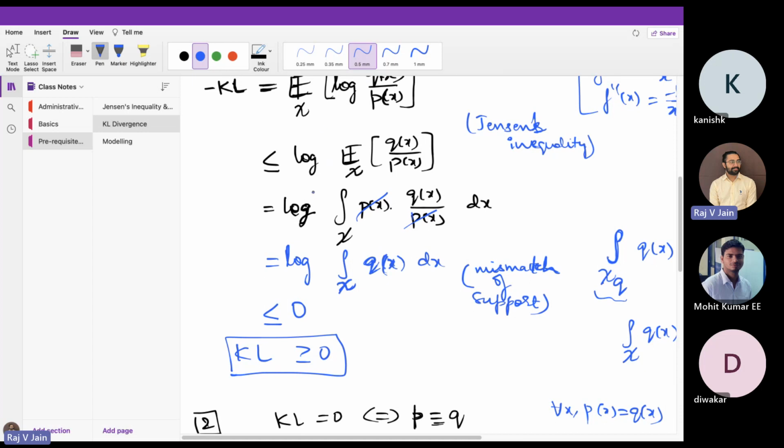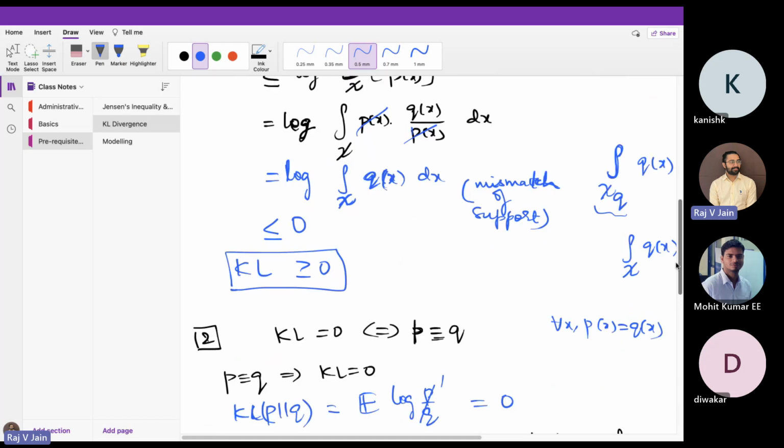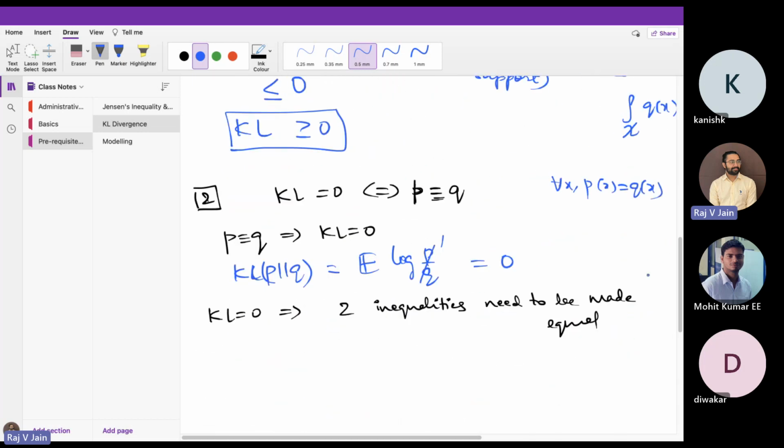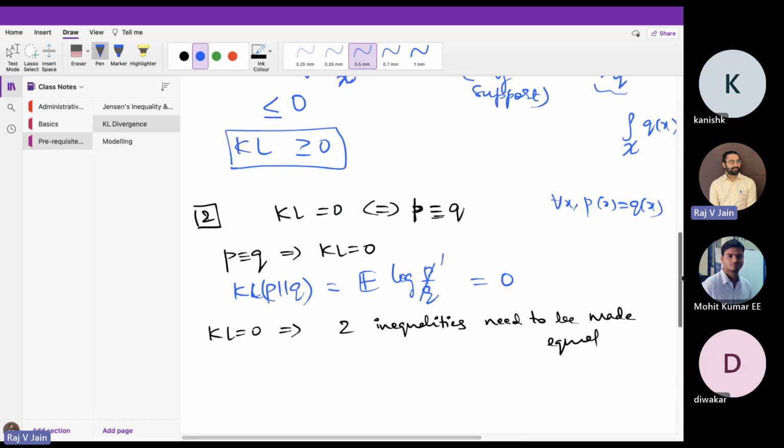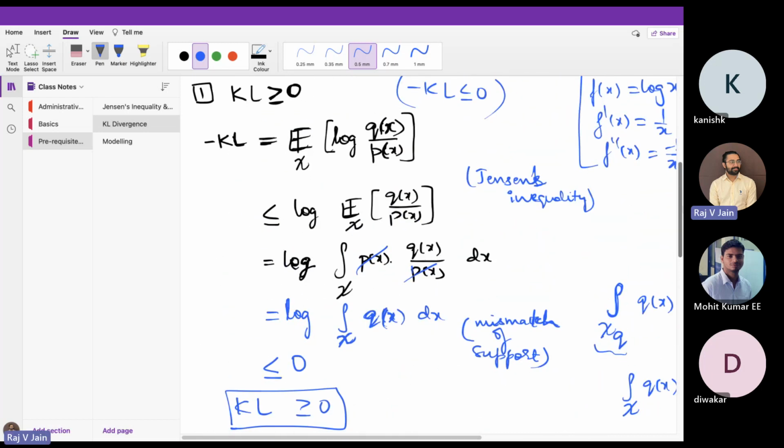Okay, so we need to make two of these inequalities equal. Sorry, we need to make two of these inequalities strict, that is, we need to make them exactly equal, right? Only then will the steps follow through, become equal everywhere, and then I'll get KL equal to 0, which is exactly what we have as a premise here. So this inequality should be made equal.